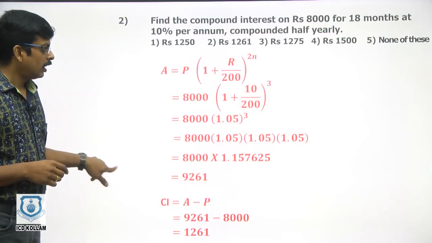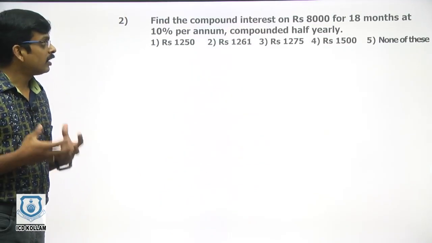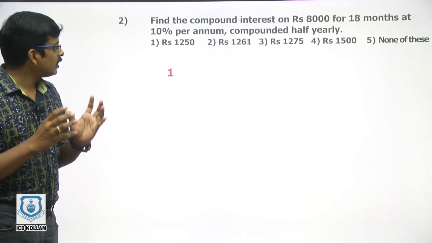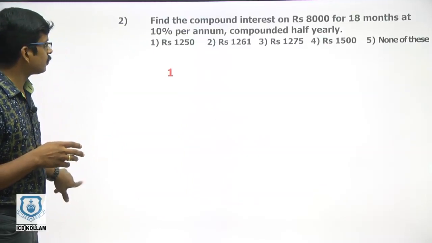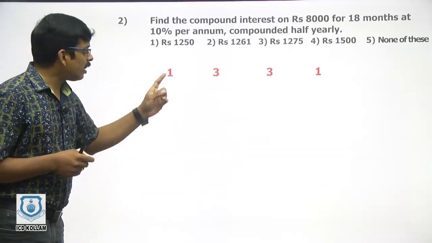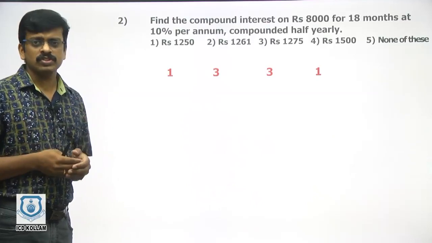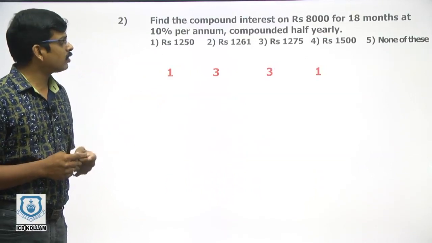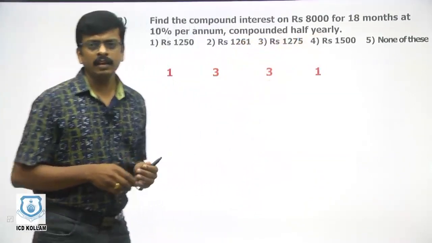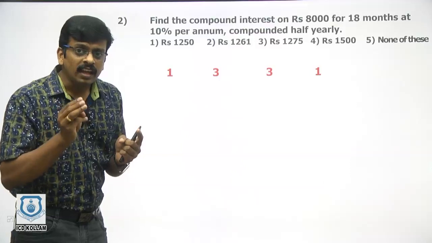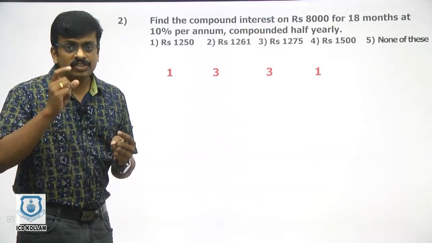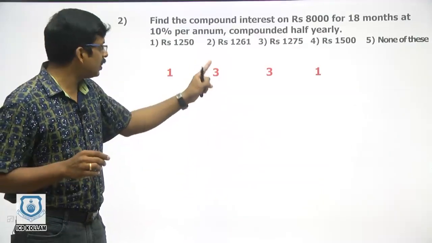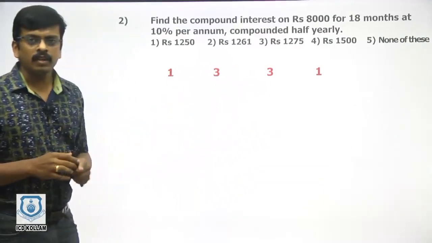Now it's time for our method. Here we have the number 1331, because for 18 months, this number is not for the number of years but for the number of times of calculation. In 18 months compounded half yearly, we have 3 half years: 6 months and another 6 months. That is why we are using 1331.